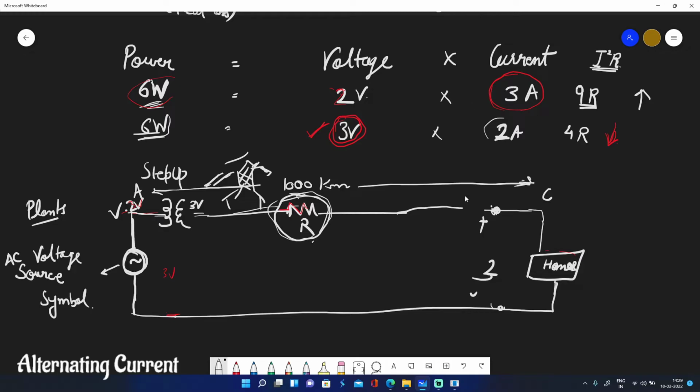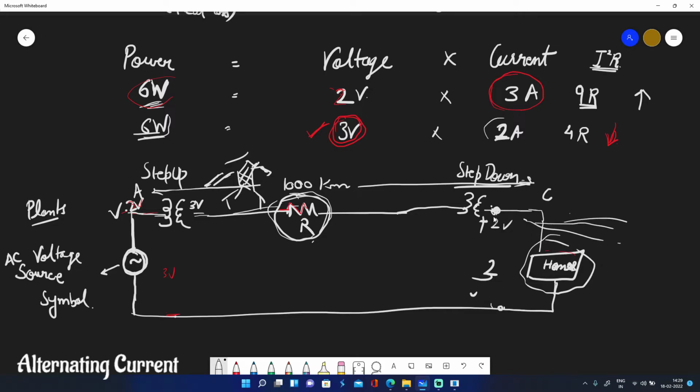Again, a transformer will be used here. That transformer will step down, which means stepping down the voltage. It will step down again back to 2 volts, or whatever distribution level is required. Further, you can distribute in different voltage levels.